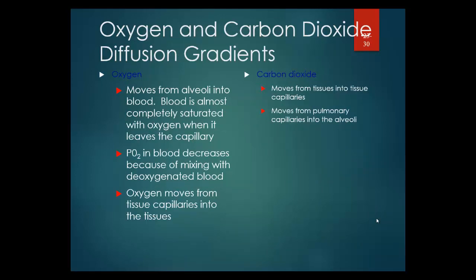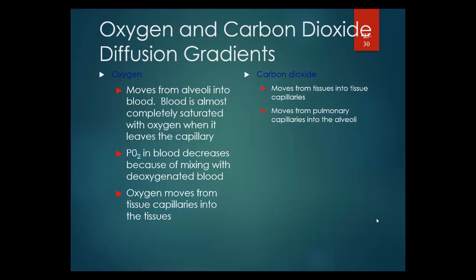So looking at oxygen, it's always favored to diffuse from the alveoli into the blood because the highest concentration of oxygen is going to be in the outside air. And then we bring that in to our lungs during inspiration, and that high concentration of oxygen is going to diffuse from the alveoli to the blood. And remember that oxygen will bind with hemoglobin in the red blood cells.